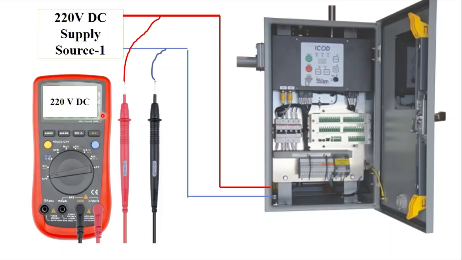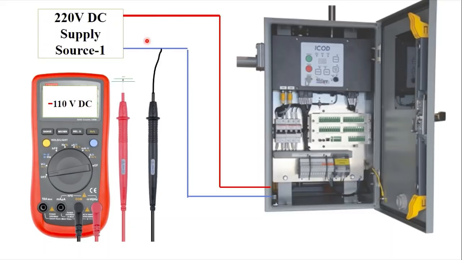But what if we connect the red probe of the multimeter to the positive lead and the black to the ground? That means, with respect to ground, what will be the voltage in the positive lead? You will get half of the full potential. If the 220 volt DC supply source 1 is there, you will get 110 volt DC positive.